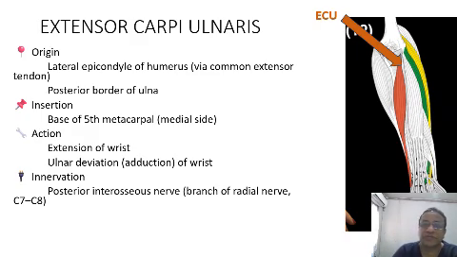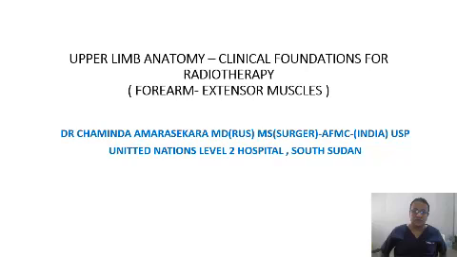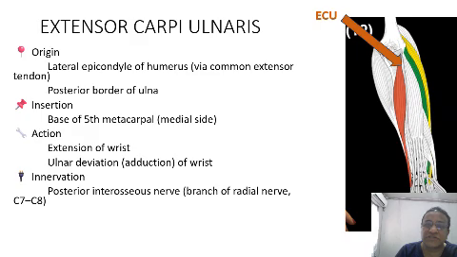It's innervated by the posterior interosseous nerve, which is a deep branch of the radial nerve. This is important clinically, especially in cases of radial nerve palsy, when there is compromise of wrist extension. In lateral epicondylitis, or tennis elbow, this muscle may be involved due to its common extensor origin.